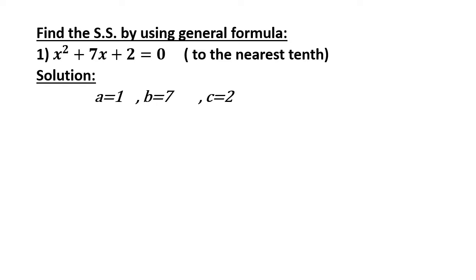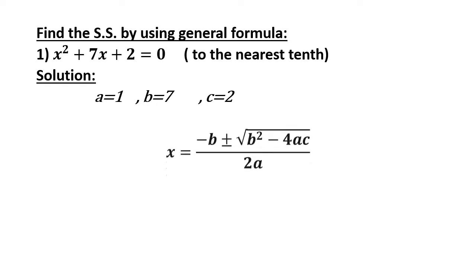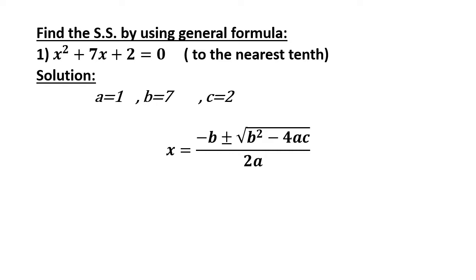By using the general formula to find the solution set, the general formula is x equals negative b, positive or negative, square root of b² minus 4ac, over 2a. By substituting, b is 7, so negative 7, positive or negative, square root of 7² minus 4 times 1 times 2, over 2 times 1.